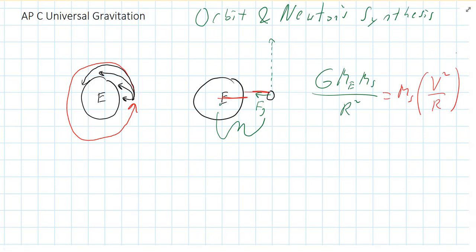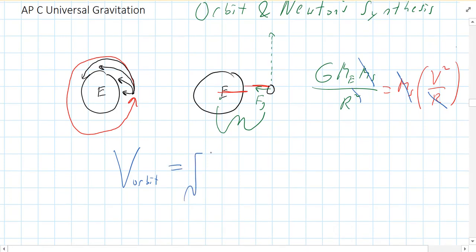Now, if we do this, the mass of the ship cancels out. So it doesn't matter if it's a ship or a car or a person or a Mack truck or a moon. They all have to go the same speed. Also, one of these radii cancel out. And if you square root both sides, you get v orbit. Now, this is only true for circles. Okay, so if the object's going in a circle, this is your equation for v orbit. Square root of big G, mass of whatever you're orbiting, divided by r.